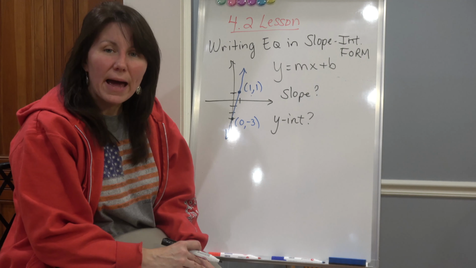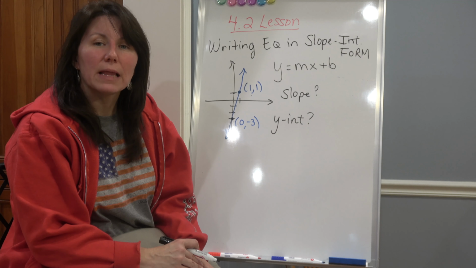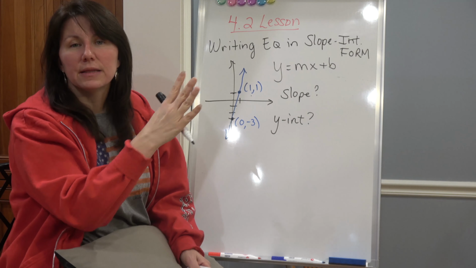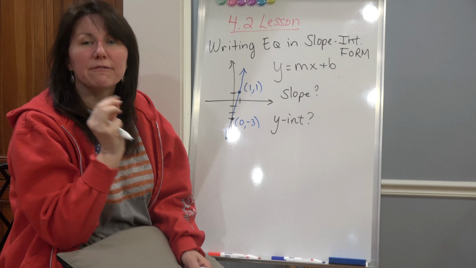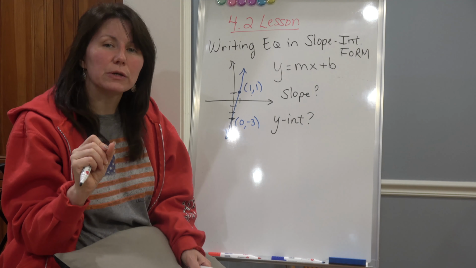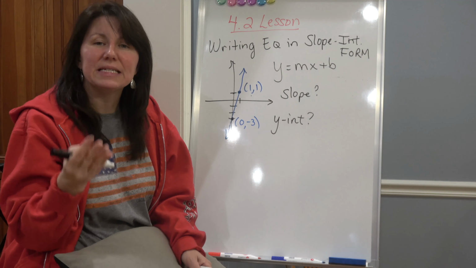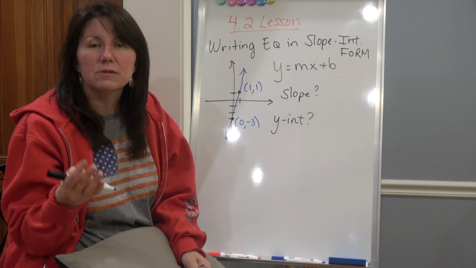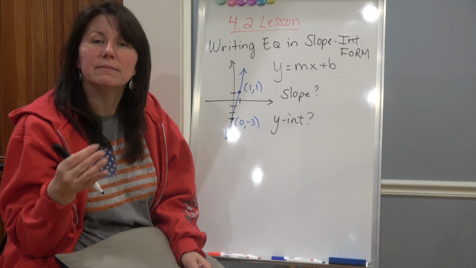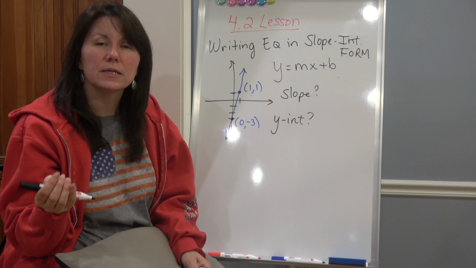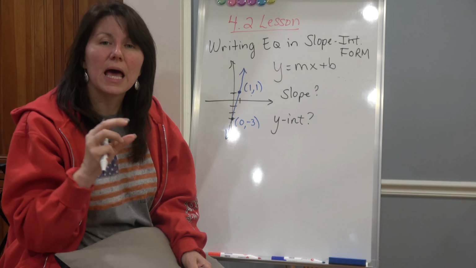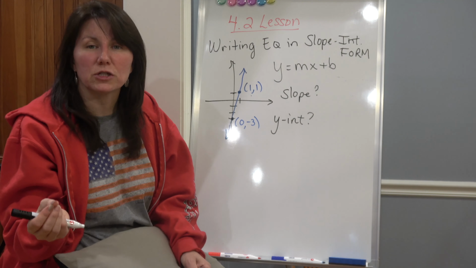If we have the graph and if we have points that are lattice points that we've talked about, we can just count to find the slope of the line. And if the y-intercept is clearly at an integer value, then it's just a matter of identifying what it is. So this is a very, I don't want to say easy, but manageable section because you're just identifying what the slope is and what the y-intercept is and putting it together to write the equation.